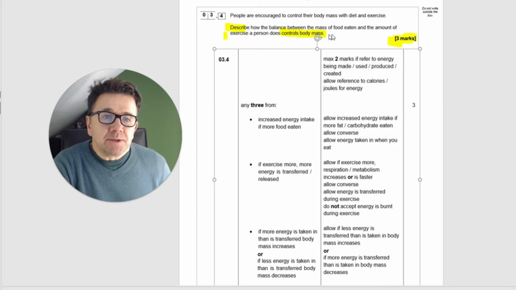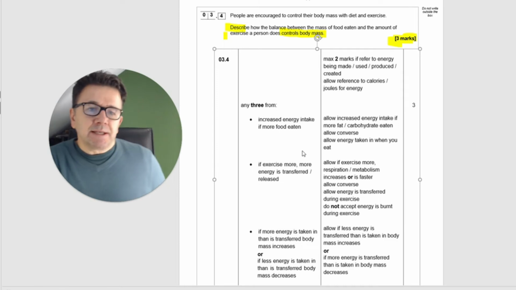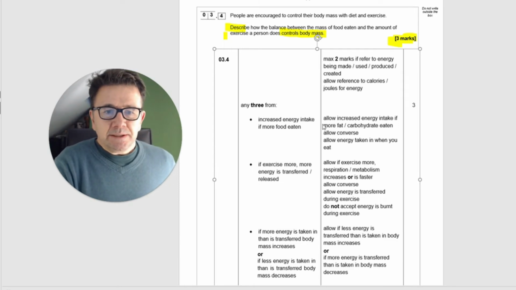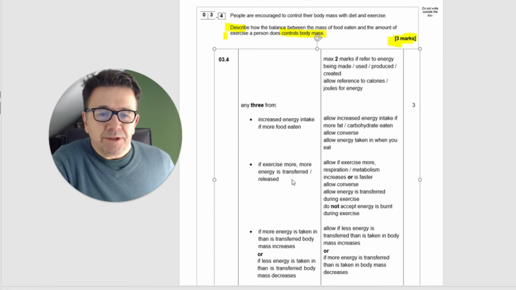So the best way to do it is to split up the question. It's about the mass of food eaten and the amount of exercise. So if you eat more food related to energy, okay, so we're talking about the balance between mass of food and the amount of exercise. If you increase your energy intake, if more food is eaten, you're also going to decrease your energy intake if less food is eaten. If you exercise more, energy is transferred or released.